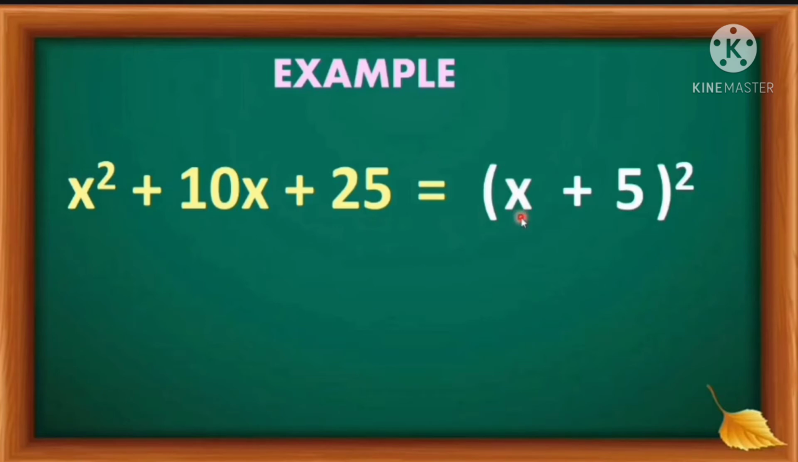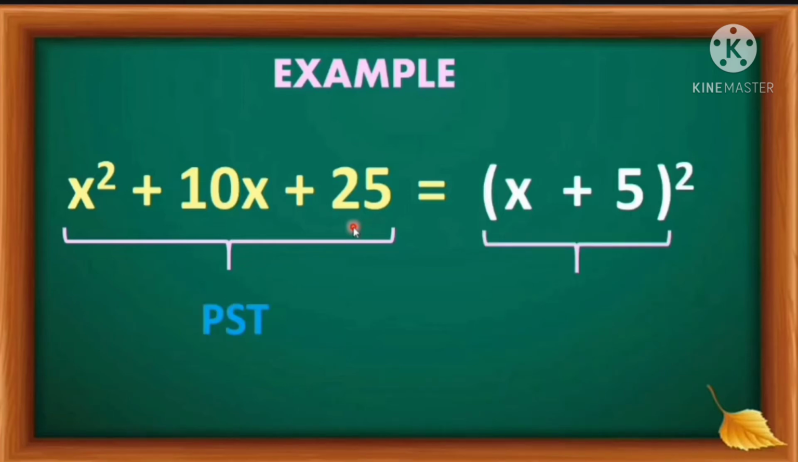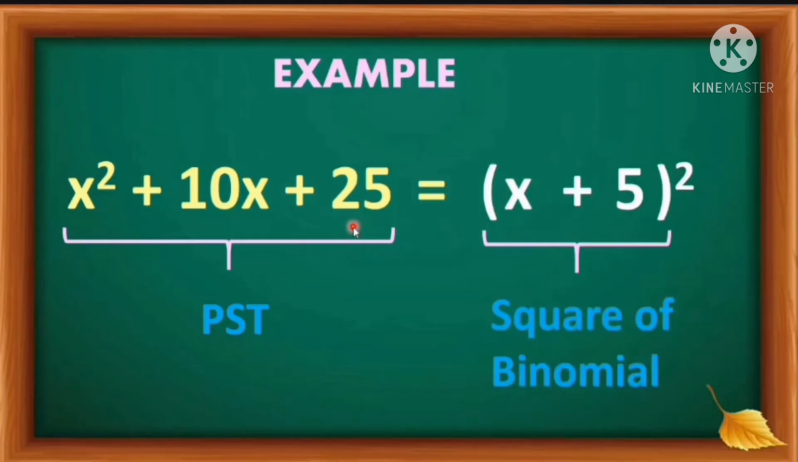We have here a binomial x plus 5 that is being squared. So therefore, this one here is a square of binomial. And this one is the factored form of the perfect square trinomial x squared plus 10x plus 25. This part here is the PST, or the perfect square trinomial. And this one, the factored form, is what we call the square of binomial.